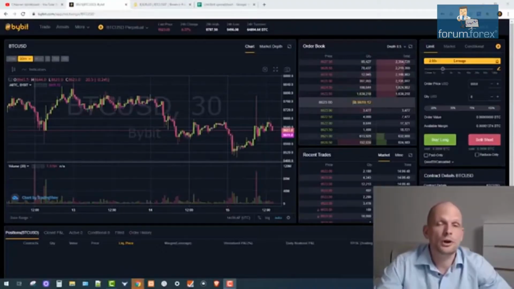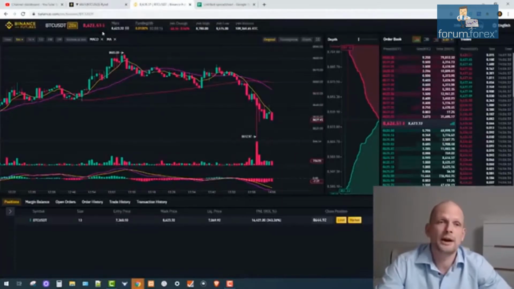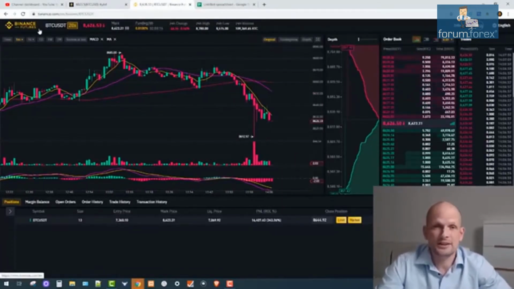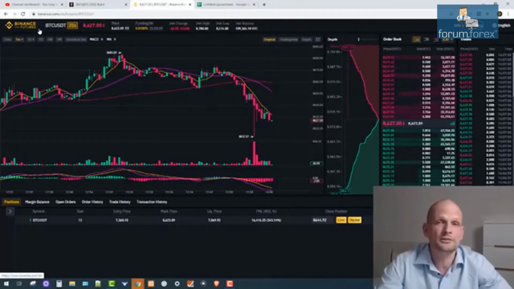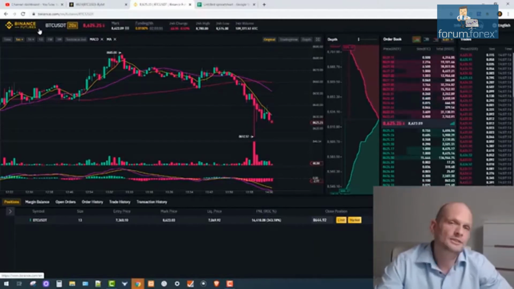Today I'm going to show you how you can calculate leverage, because this is very important if you are doing leverage trading, for example on Bybit, or if you are doing Binance futures. There is also BitMEX, BitTrade, and many of these platforms where you can do leverage trading. If you are doing Forex trading, this will also apply to you.